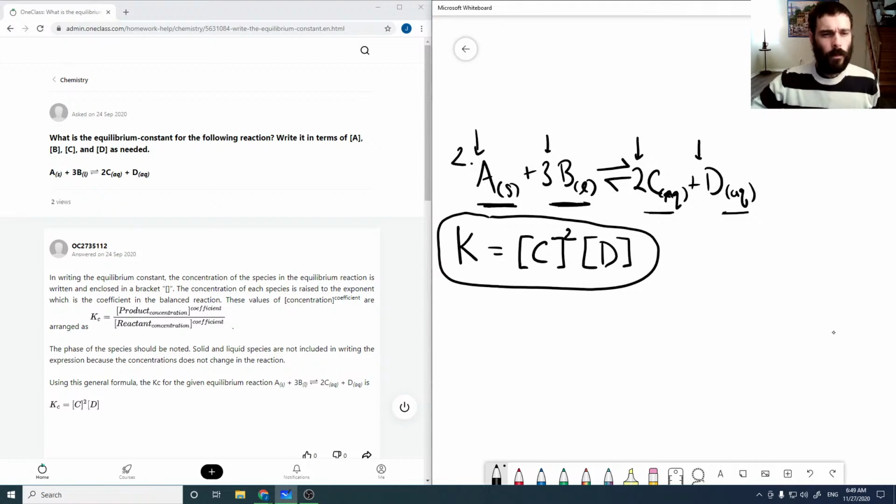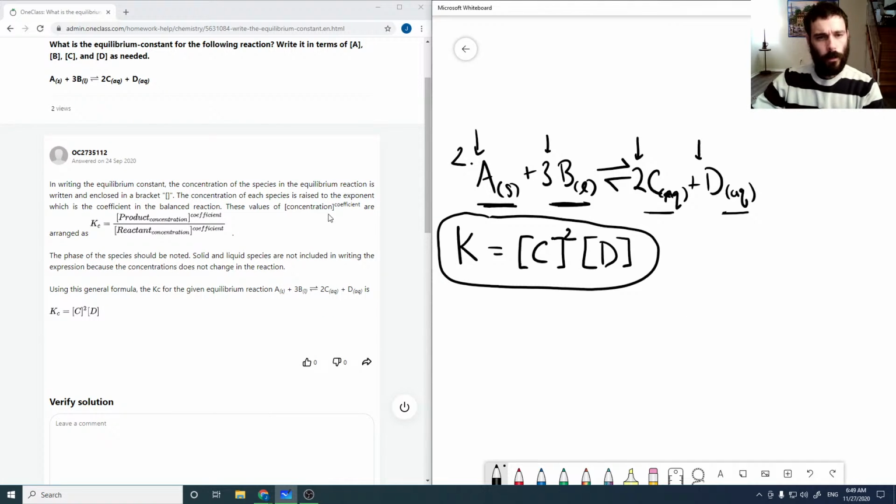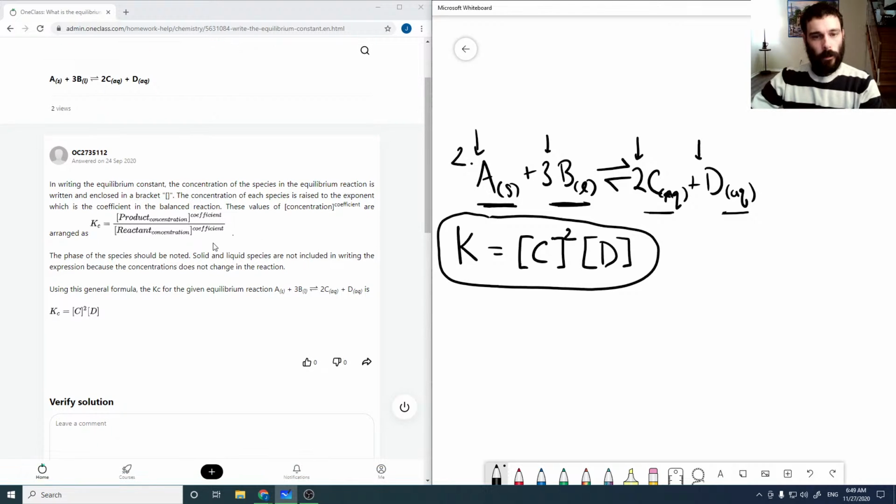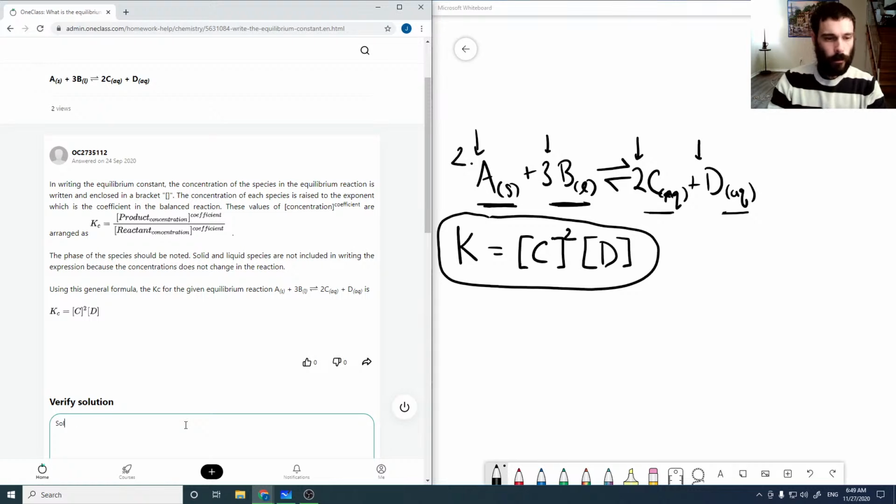Okay, so now checking through the solution here. We're just going to raise each of the species to their appropriate coefficient. We don't include solids or liquids, and so we get C squared D. So that looks good. Solution is correct.